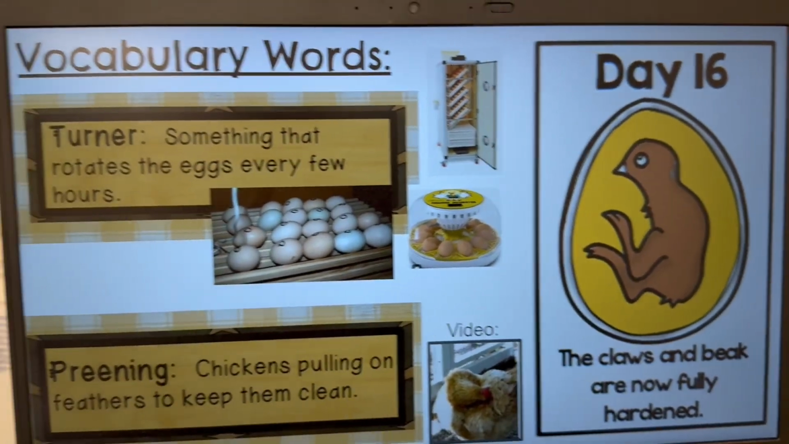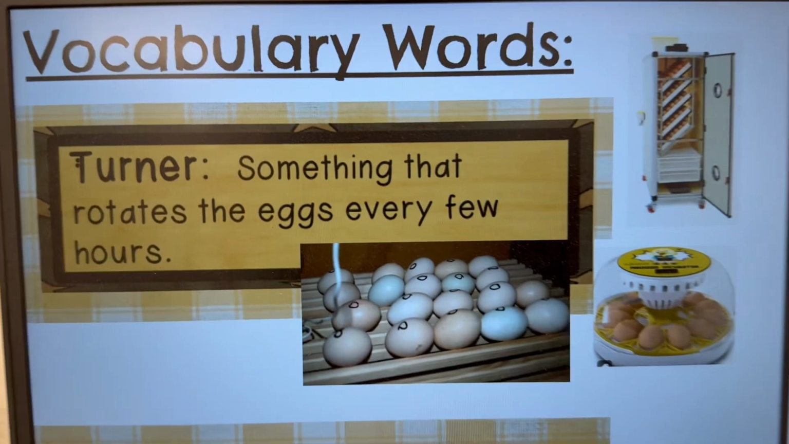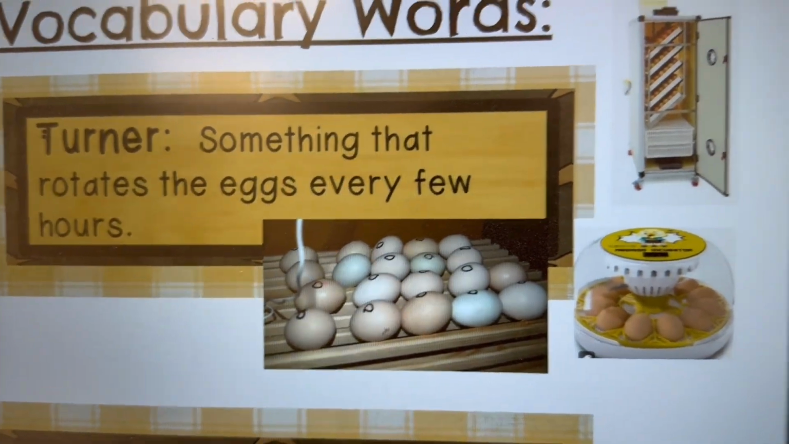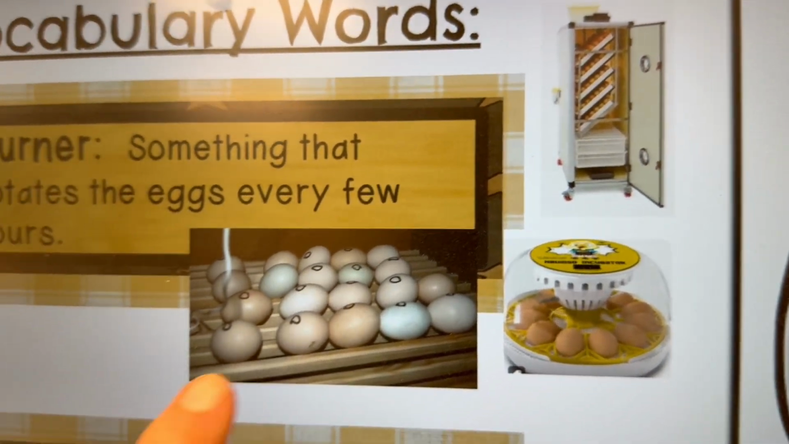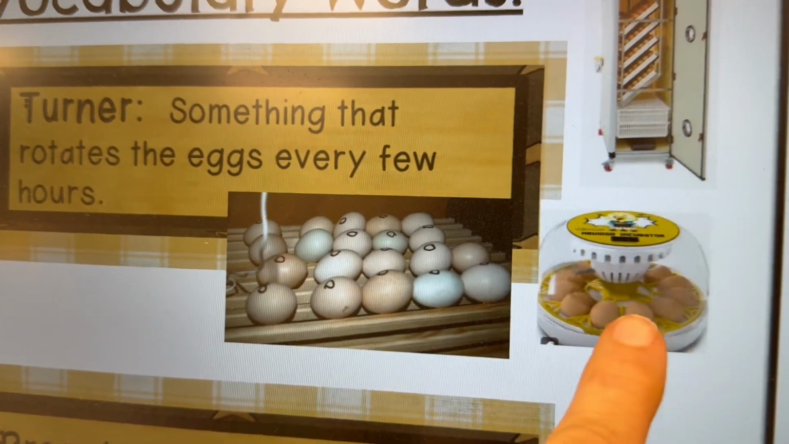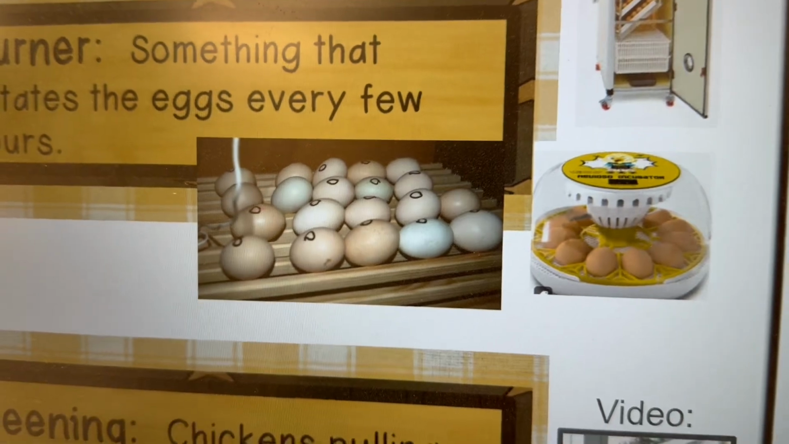So let's take a look at our vocabulary words. We have turner and preening. I'm going to start with turner. A turner is something that rotates the eggs every few hours. Now, we've talked about this a little bit throughout this process. If you have an older model incubator, one that does not have a built-in automatic turner in it, you have to physically turn the eggs yourself.